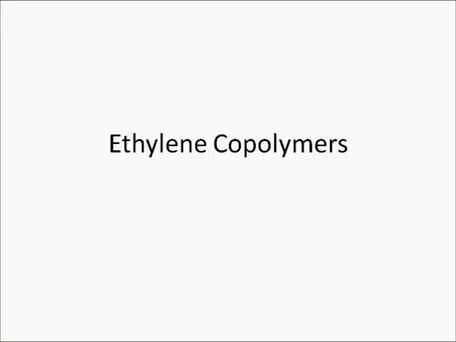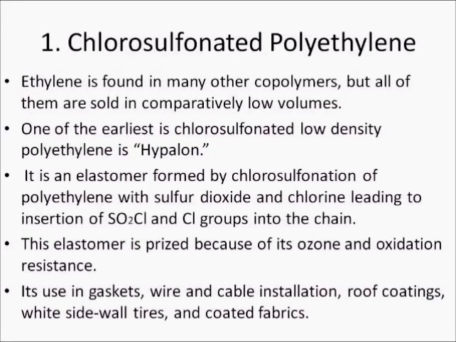Now, let's have a look into copolymers of ethylene. Ethylene is found in many other copolymers, but all of them are sold in comparatively low volumes than HDPE, LDPE, LLDPE. One of the earliest copolymers is chlorosulfonated low-density polyethylene, Hypalon, which is an elastomer formed by chlorosulfonation of polyethylene with sulfur dioxide and chlorine, leading to insertion of SO2Cl and Cl groups into the chain. It is prized because of its ozone and oxidation resistance. It is used in gaskets, wire and cable installation, roof coatings, white sidewall tires, and coated fabrics.